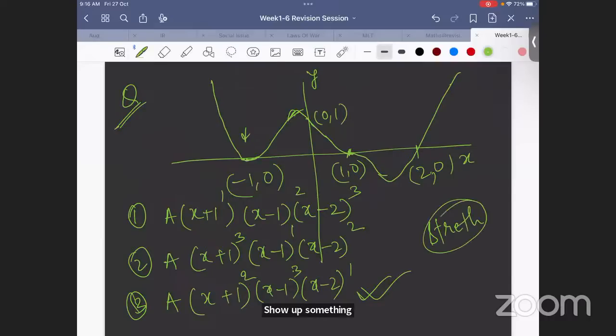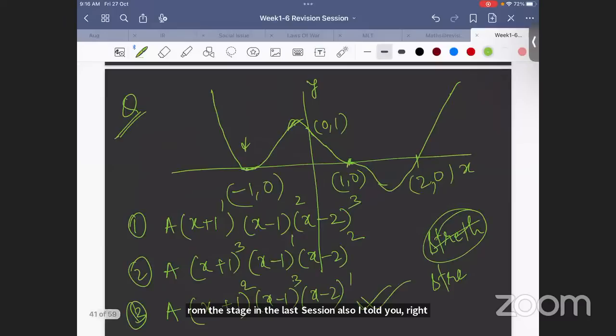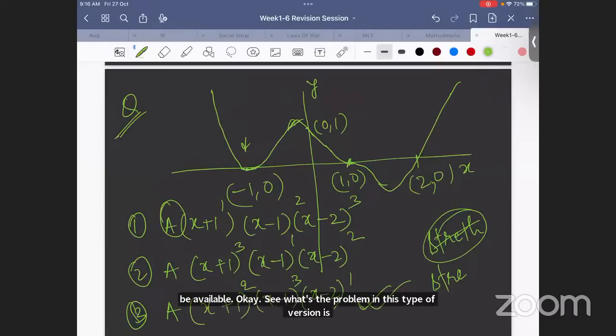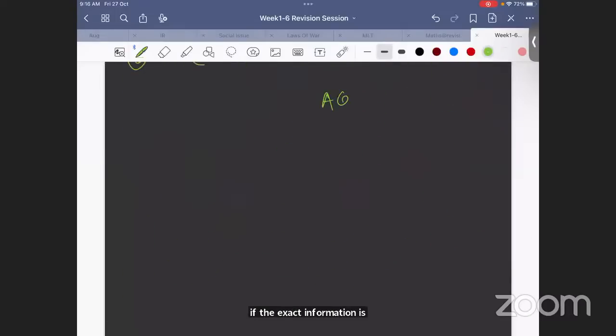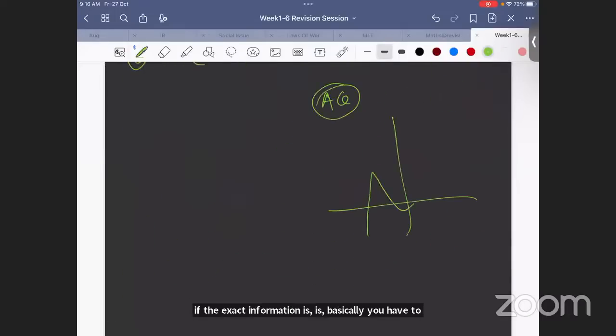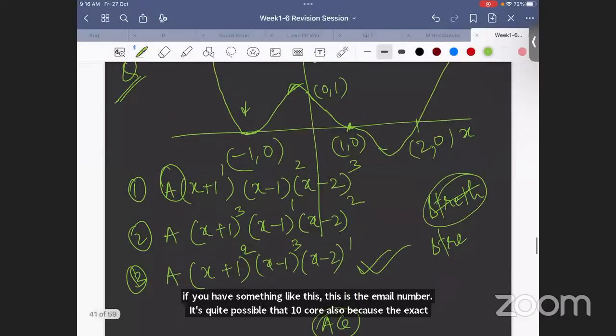Because, as I told you in the last session also, to get the stretch factor the exact information should be available. What's the problem in this type of question? A stretch factor is basically the coefficient you have to calculate, and if the exact information is not given, you will not be able to find it. In the activity question only the plot was given, and if this is an even number it's quite possible that it can be 4 also, because the exact information is not given. That's why in the last session I said something is missing.